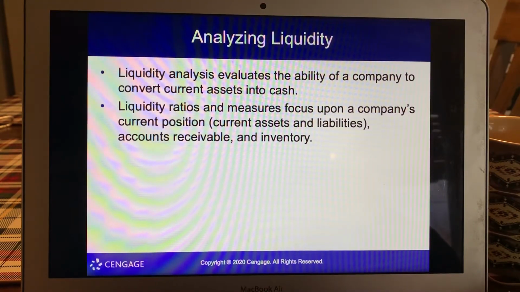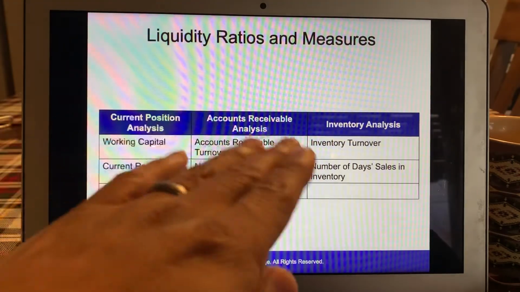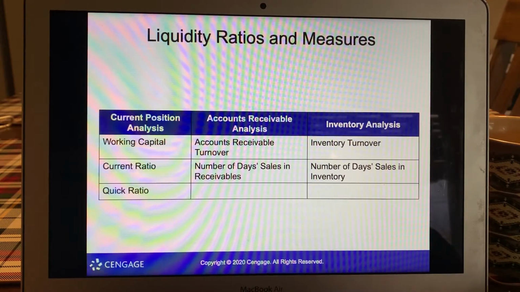Analyzing liquidity. Liquidity analysis evaluates the ability of a company to convert current assets into cash. Liquidity ratios and measures focus upon a company's current position, current assets and liabilities, accounts receivable, and inventory. So liquidity ratios and measures: working capital, current position, current ratio, quick ratio, accounts receivable turnover, number of days' sales in receivables. We've kind of gone over some of this before in a previous chapter when we were looking at inventory: inventory analysis, inventory turnover, and number of days' sales in inventory.